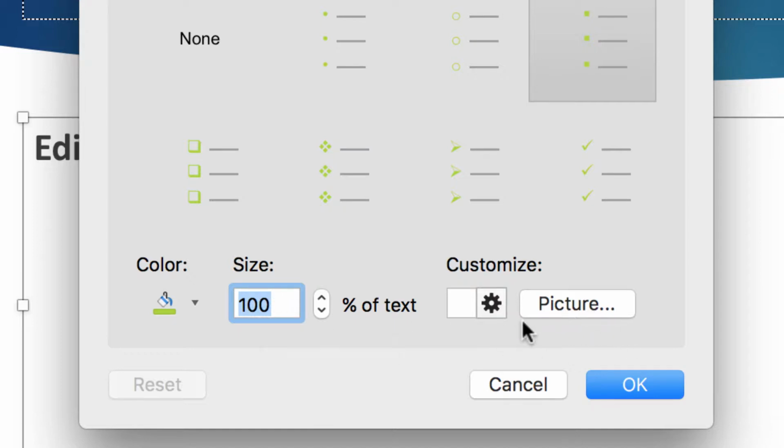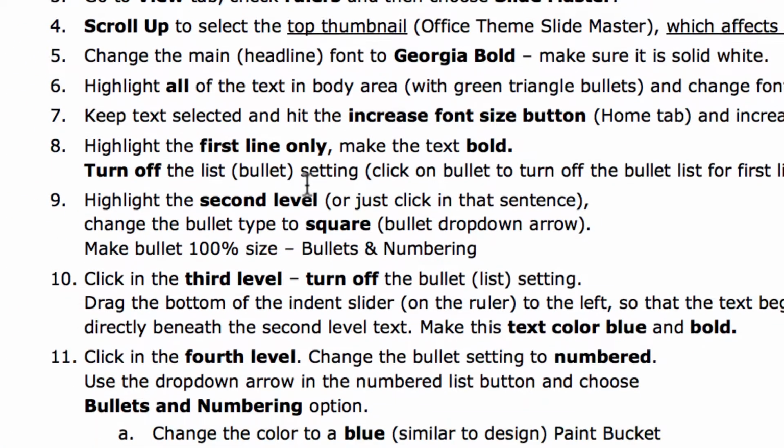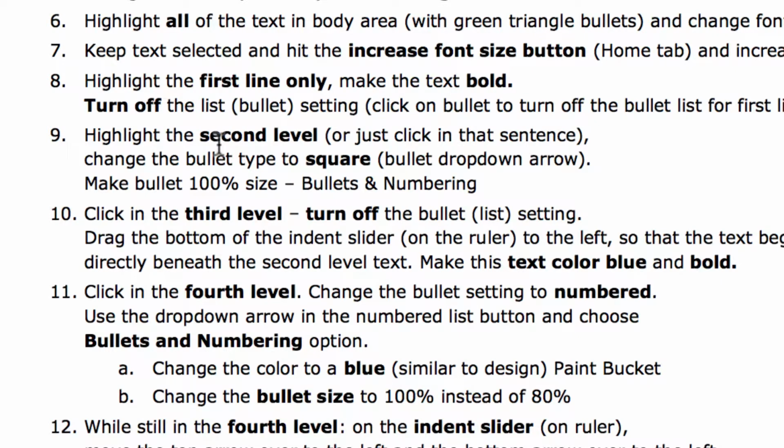And you can see you could even use a picture, so that's maybe where they found a triangle or something else to use in there. So I'll hit OK. So just to see where I'm at, that was my second list level, and I changed it to a square bullet, and I made it 100%. So that's all I have to do for second list level for number 9 on my list that's here.